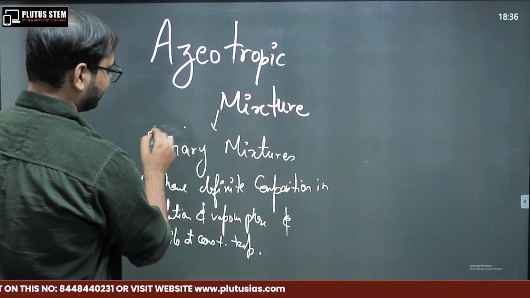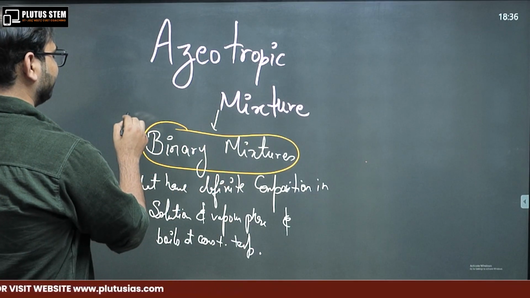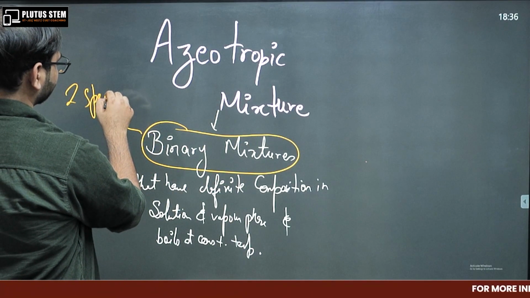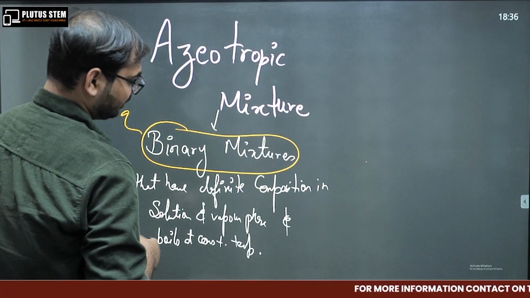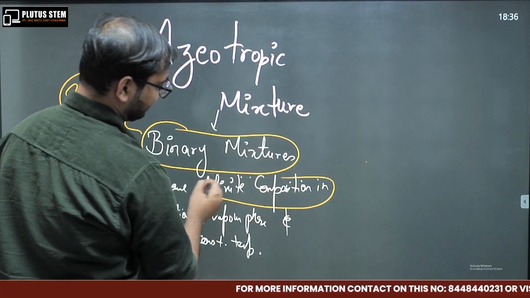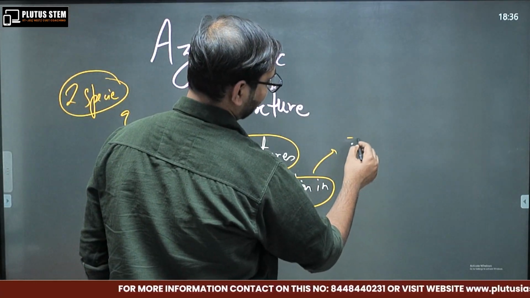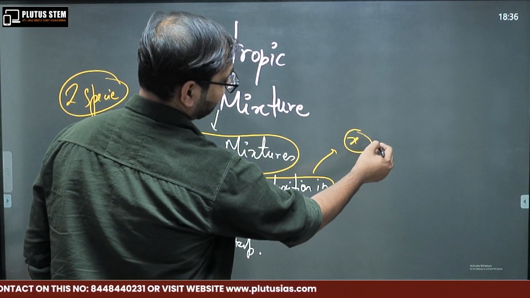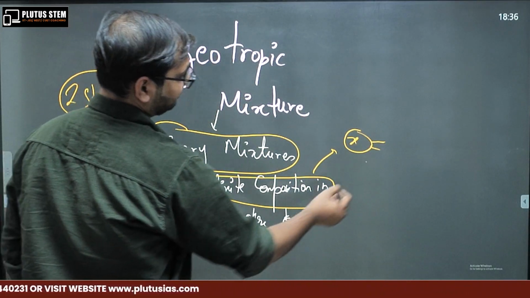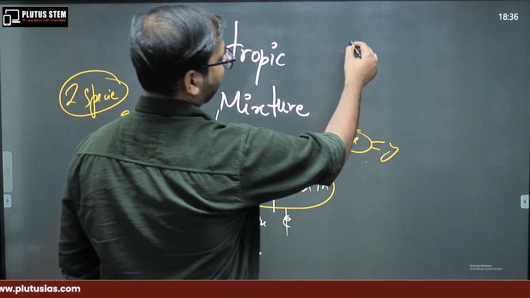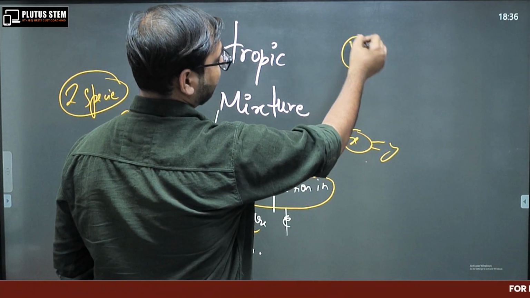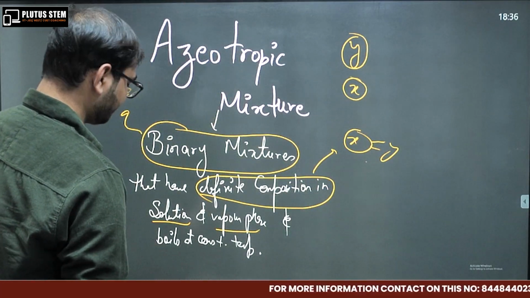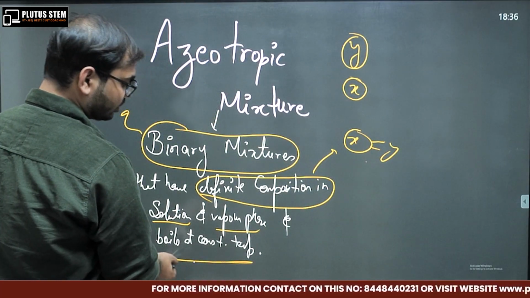So in this definition there are lots of words. First thing, binary mixture, where binary means comprising two species. Then we have definite composition, that means they have a definite mole fraction in the solution phase as well as in their vapor phase. As per Raoult's law, we represent mole fraction by Y in the gaseous phase, and in the solution phase it is represented by X. And they boil at a constant temperature.